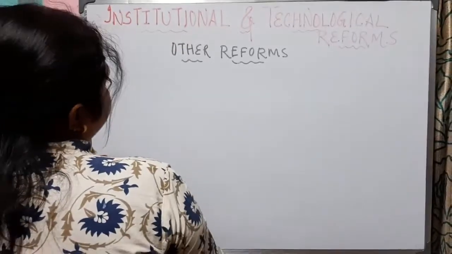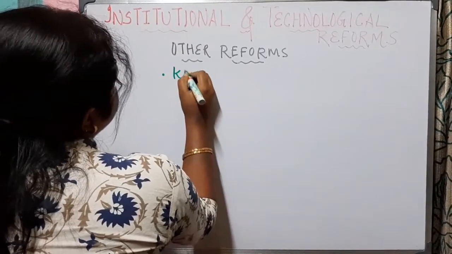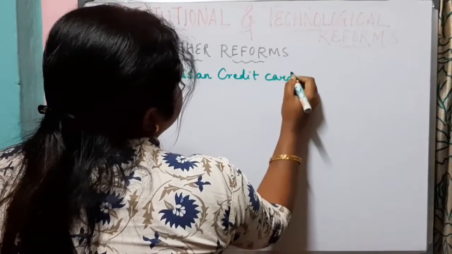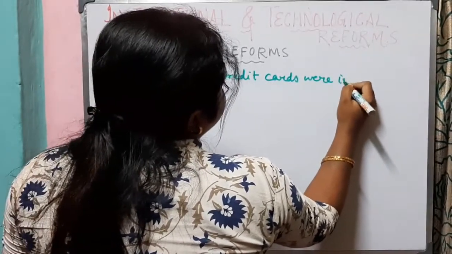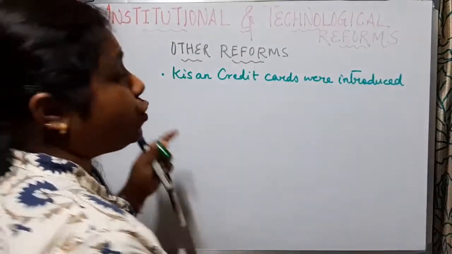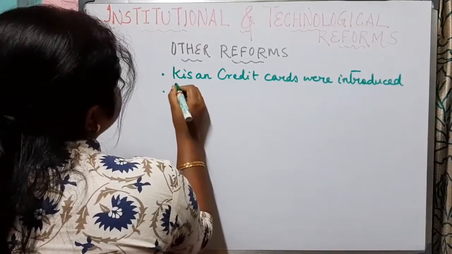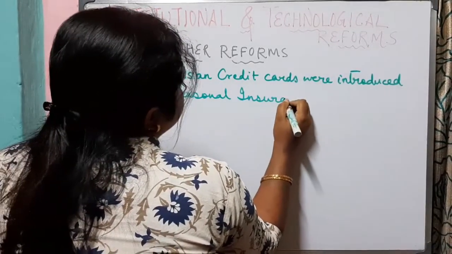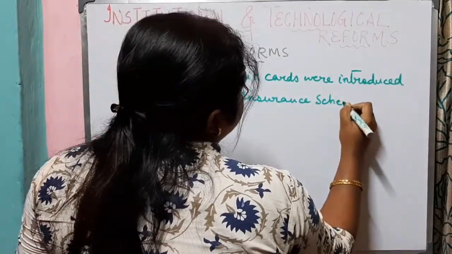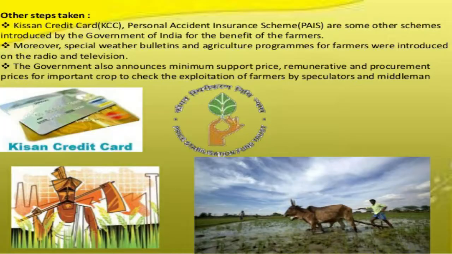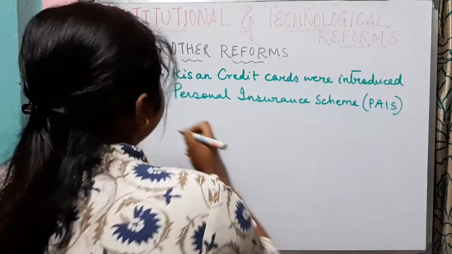Under the other reforms, Kishan credit cards were introduced, which would provide cheap and easy loans to the small farmers. There was a personal insurance scheme, PAIS, for the Kishan credit card holders who will get the personal insurance scheme.